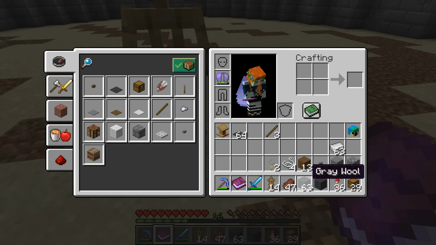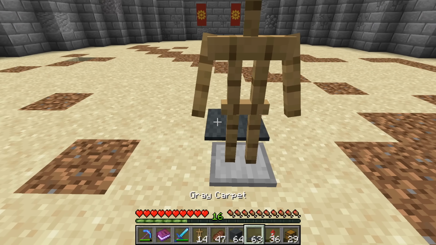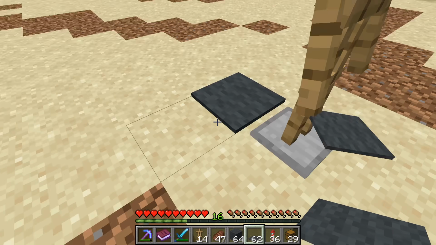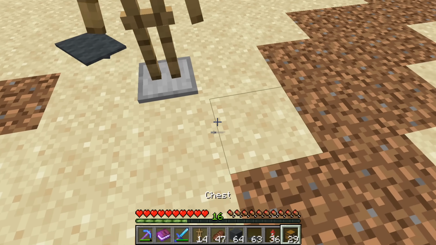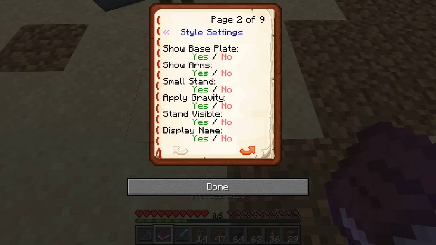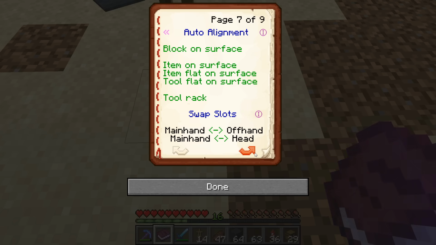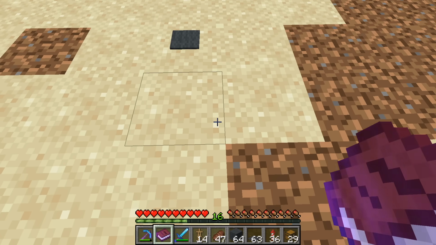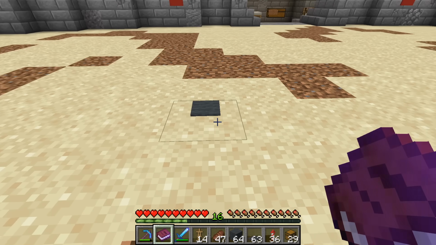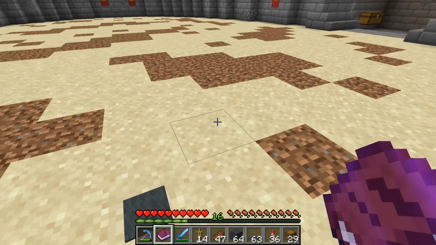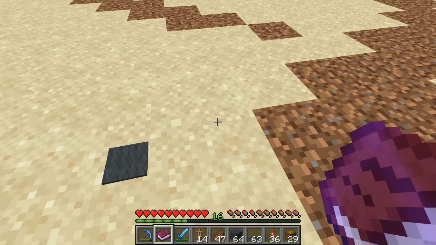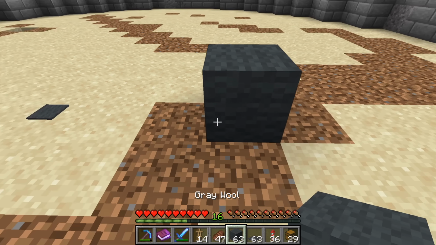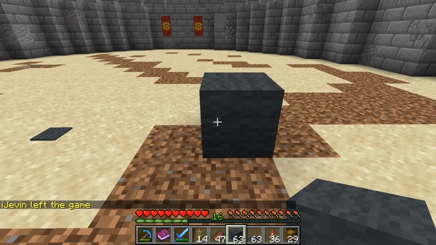Important thing to remember, this actually works for wool too. Wool is counted as a block. Let me show you. Okay, so block on surface. It's counted as a block. However, you'll notice it's slightly above the surface because if I put it into the block, it's counting the carpet as being here.